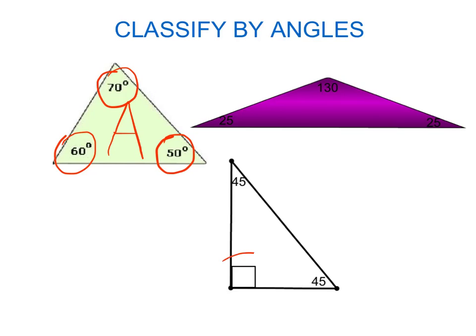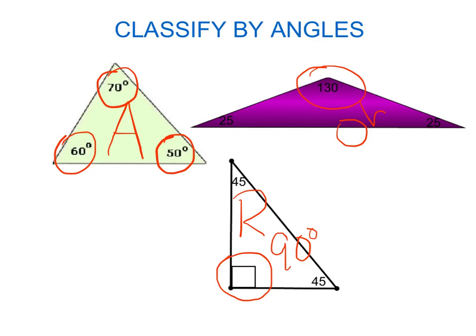Down here at the bottom, I see this symbol. This tells me that this is 90 degrees, a right angle, so this would be a right triangle. Let me identify the angles on this purple one. I can see that I've got an obtuse angle right there, more than 90, so this would be an obtuse triangle.